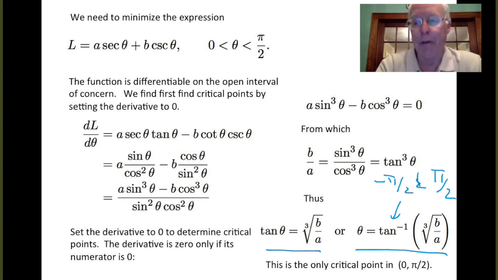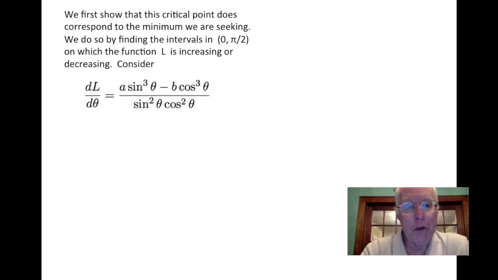And of course, the angle in our problem is between 0 and pi over 2, so inverse tangent does this for us. And so this is the only critical point in the interval from 0 to pi over 2. So before we go on and work with this critical value to find out what the corresponding length of the pipe is, we want to make sure this corresponds to the minimum we are seeking.